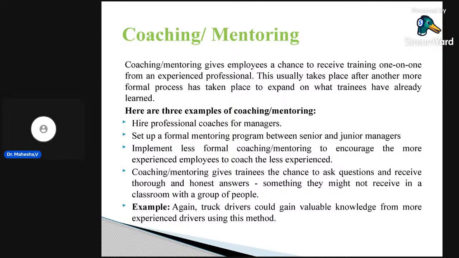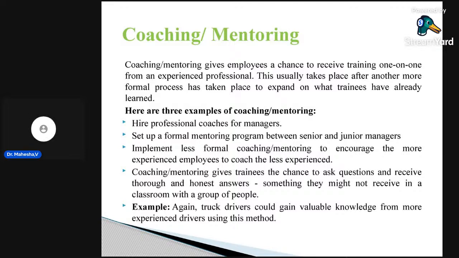Hire professional coaches for managers. Set up a formal mentoring program between senior and junior managers. Implement less formal coaching or mentoring to encourage more experienced employees to coach the less experienced. A senior can explain to the junior, a senior can train the junior, like that. He has vast experience in the same field.